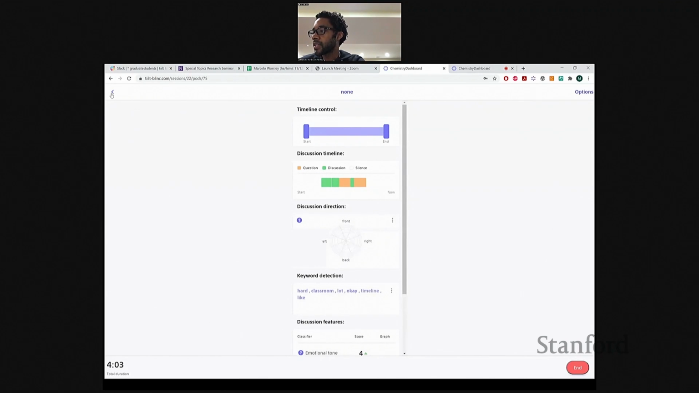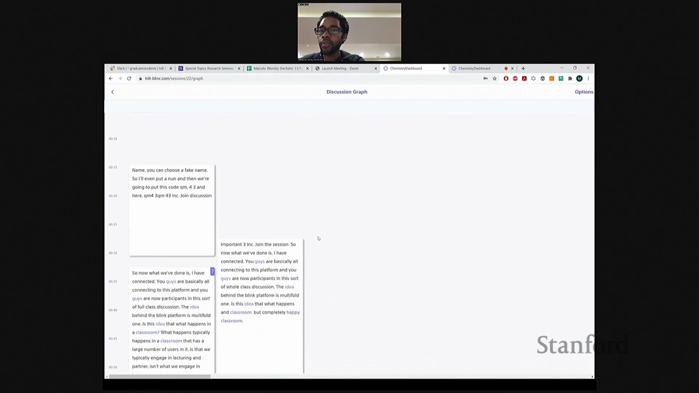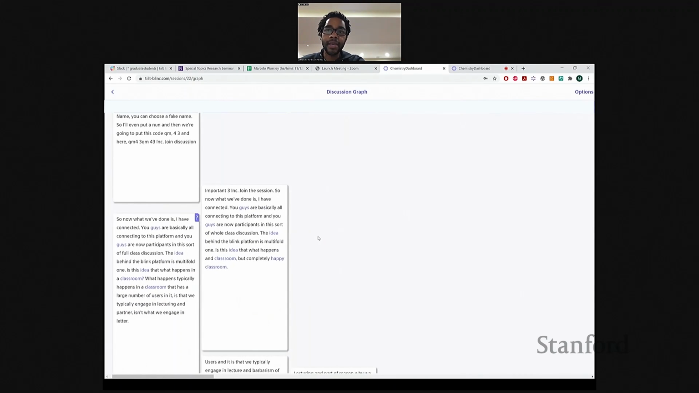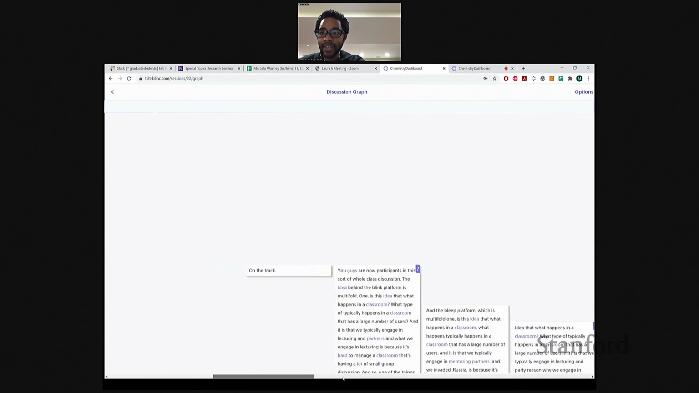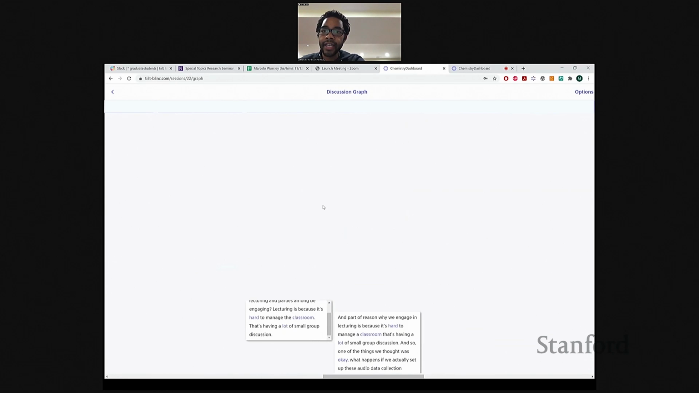The other neat view with this is looking at the graph. So if I go into this graph, I can actually see all of the group discussions at the same time. Now, with as many people that have signed in as there have been, it's going to be a lot. But what you'll see is that I can quickly look at a given person.